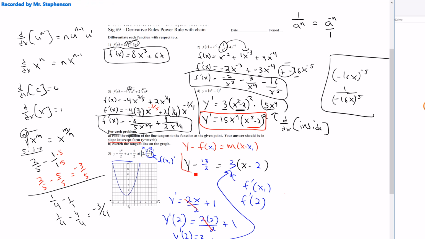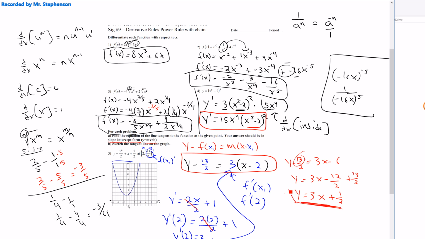This is the equation of my tangent line. However, it wants it in slope-intercept form. So I need to do a little bit more work. Let's distribute the 3 to give us 3x minus 6. And then we're going to add this 13/2 to each side. 6 is 12/2, and we're adding 13/2 to both sides, which is going to give us 3x. Negative 12/2 plus 13/2 is a single half left over. So that is our equation. That is our answer to part A.